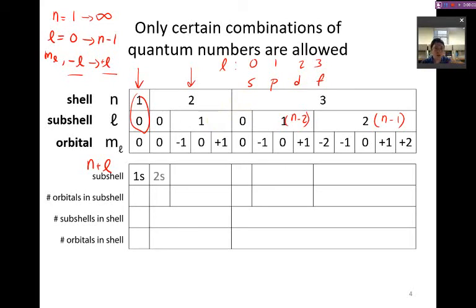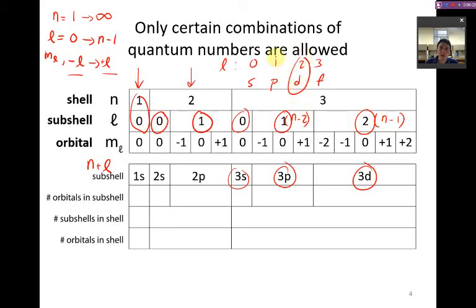If we have the second shell, you have two subshells. You have the 2s and the 2p. The 2s corresponds to when L equals 0, and the 2p corresponds to when L equals 1. In the third shell, you have three different subshells. 3s for L equals 0, 3p for L equals 1, and 3d for L equals 2. Again, that's interpreting those different L values there.